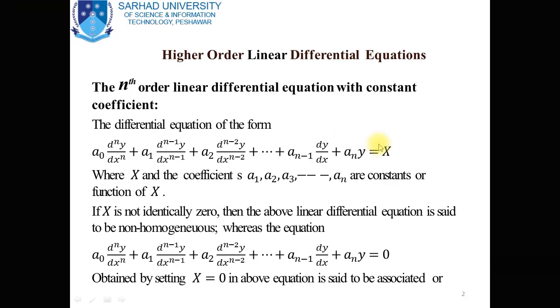Another case for the higher order linear differential equation is if the function of x is not equal to 0 and all the coefficients are constant, or if all the coefficients are functions of x, but the right hand side is not equal to 0, then the equation will be called a non-homogeneous linear differential equation of higher order. Then for the non-homogeneous equation, the general solution contains two solutions. One is the complementary solution and the other is a particular solution.